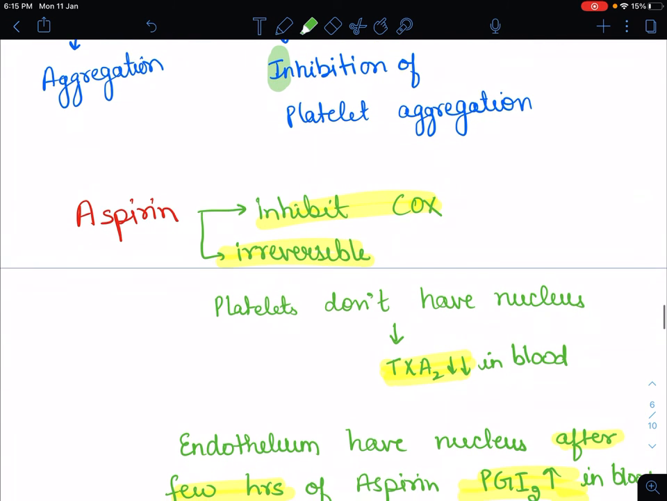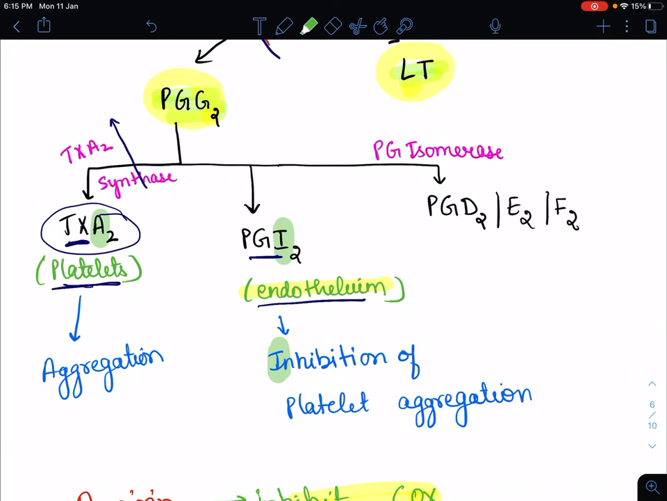So aspirin, as we discussed, inhibits the cyclooxygenase enzyme, and it is irreversible. And one more thing, platelets do not have a nucleus. So after giving aspirin, the thromboxane A2 level in the blood will decrease and the prostacyclin level also decreases. But prostacyclin is formed by endothelium, and endothelium has a nucleus, as we all know. So endothelium has a nucleus, but platelets do not have a nucleus.